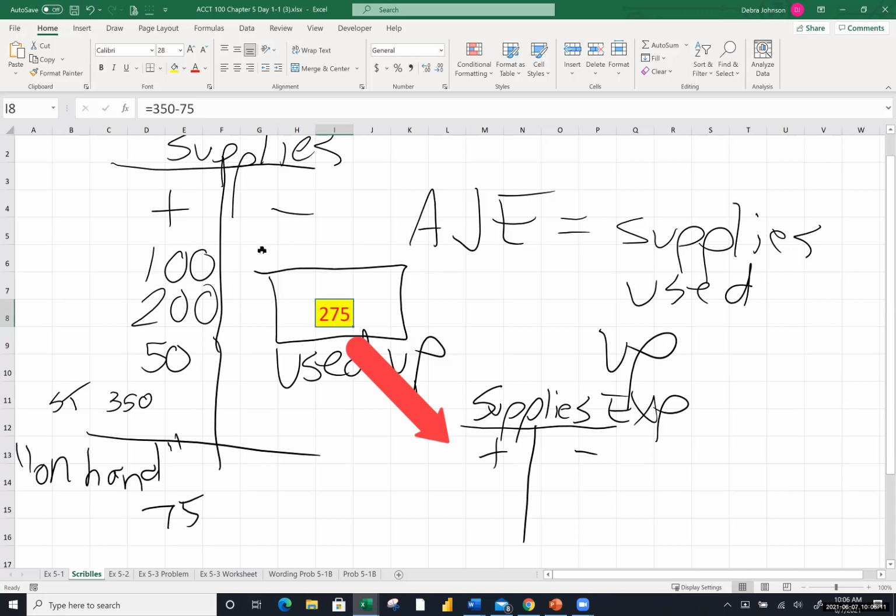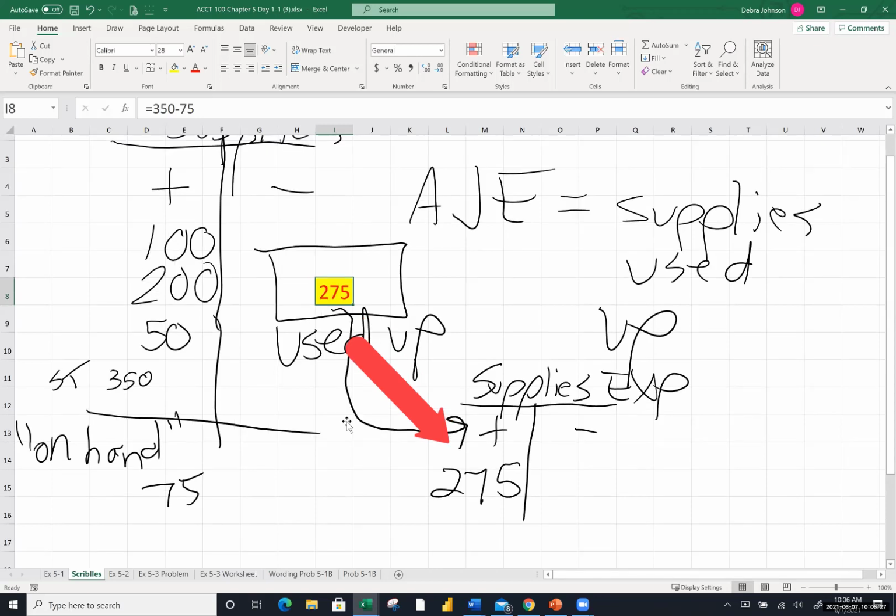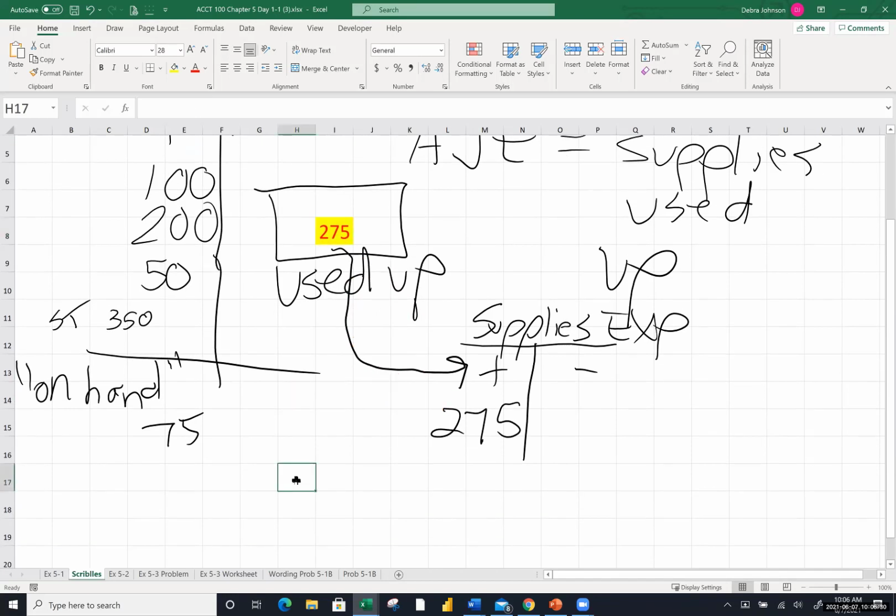Remember the definition of an expense. An expense is an expired cost. It's a cost needed to support the revenues. So that supplies is going to come out of the asset and it's going to go into supplies expense. How do you do that? You do it through an adjusting journal entry. So here's the first adjustment.